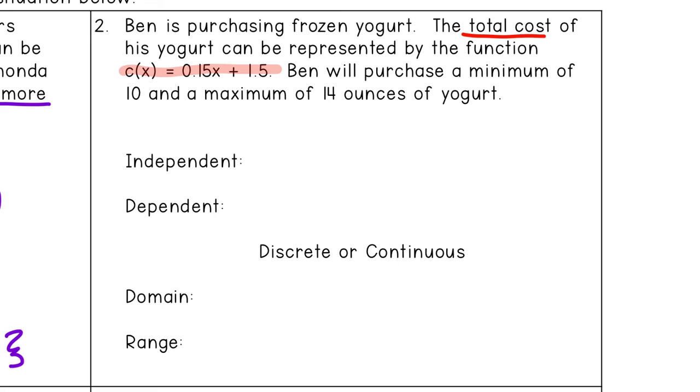So I can tell that they're talking about yogurt, and then they're also talking about the total cost. We need to determine which one is independent and dependent. Well, which one can I control? So when I'm at the store, I control how much yogurt goes into my cup. So since that's the one I control, that's gonna be the independent variable. And they're measuring in ounces. So independent would be ounces of yogurt.